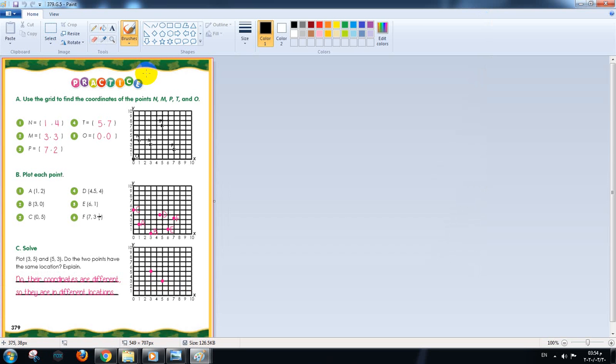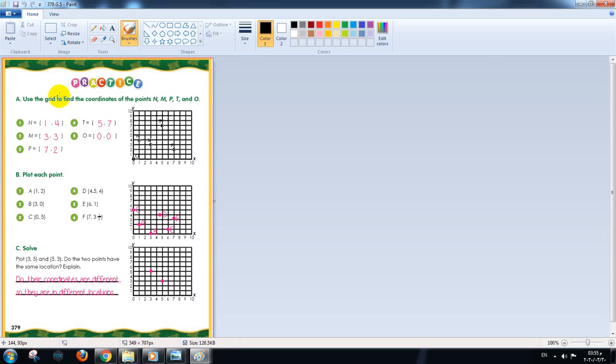Page 379. Look at page 379. You can find exercise number 1. Use the grid to find the coordinates. Grid here means coordinate plane. Find the coordinates of the points N, M, B, T and O.